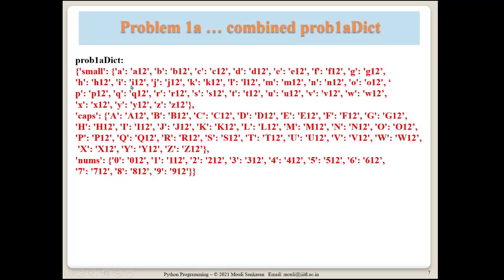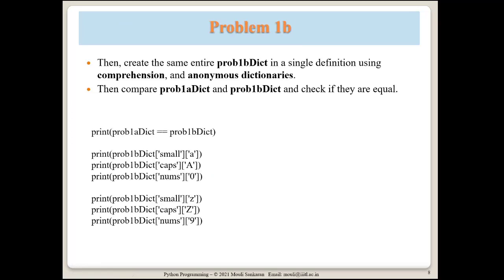In the 1a dictionary, you are not required to build it in one go in comprehension. You can use a for loop or any mechanism, or use dictionary items, or whatever you want. You build one dictionary first and then use it to add it to the other one. I leave it to your imagination how you want to do it. Here I am asking you to do it using comprehension.